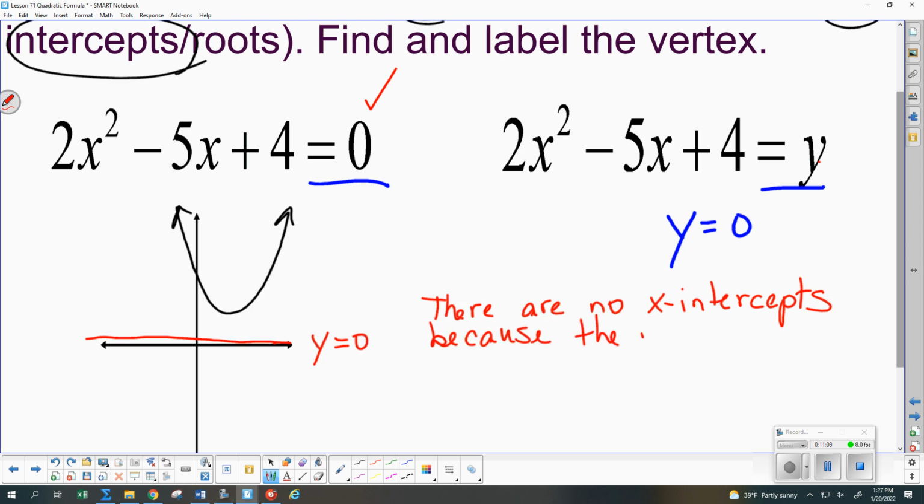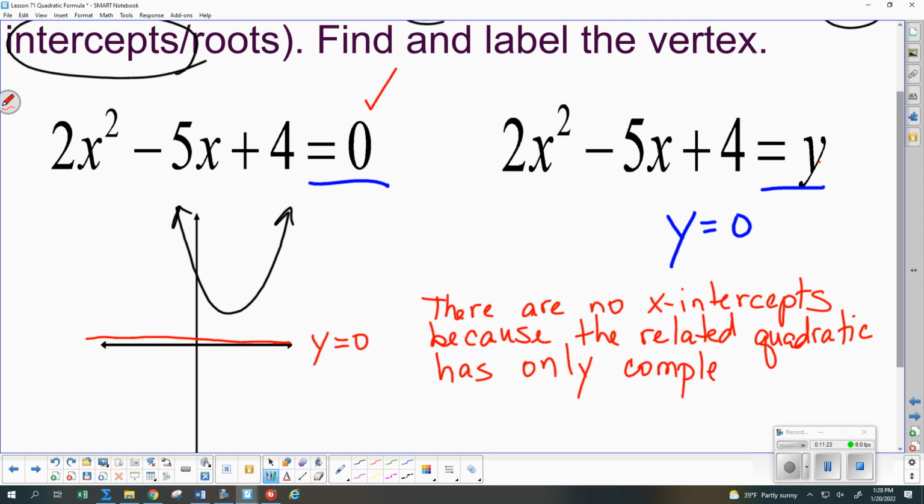because the related quadratic has only complex solutions or has no real solutions. I don't really care which way you word those last few words. Does that make sense to everybody? Now, when you're doing these by graphing on the calculator, you're also going to be expected to label the critical points on your graph. So my graph clearly looked like the bottom of the U was in that first quadrant. Does yours also look like that?